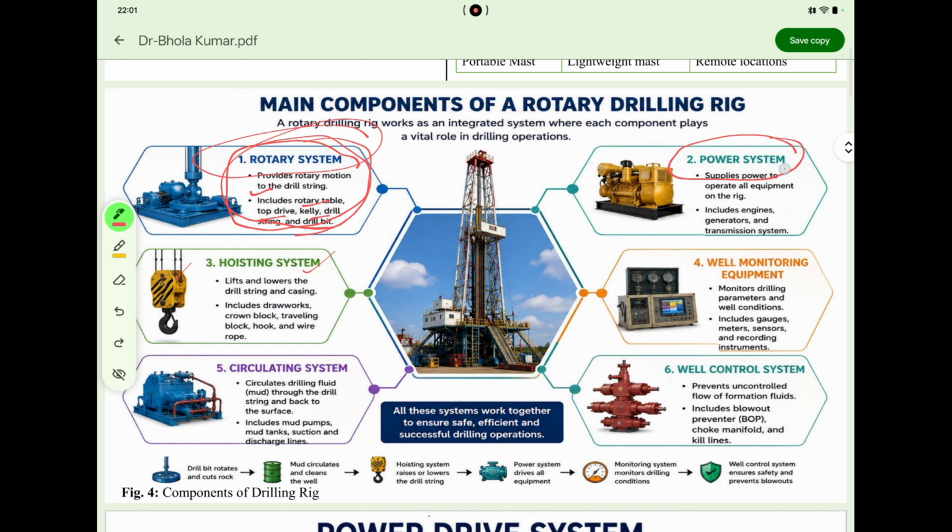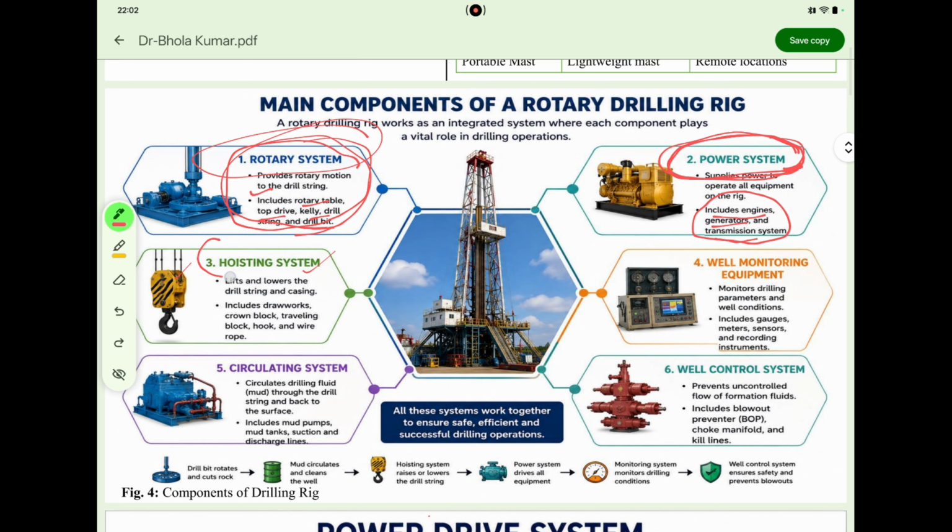Now, the power system is the heart and soul of the rig system. Without power, you cannot drill a single inch. You cannot perform the drilling operation without power. So the basic function is to supply power to all the equipment. We will talk about the equipment that requires power. The components include the engine, generator, and transmission system.